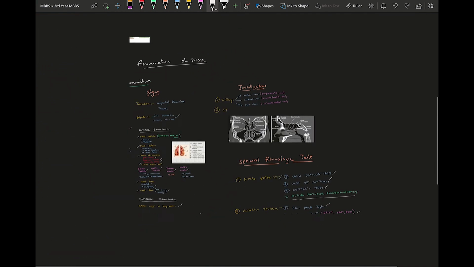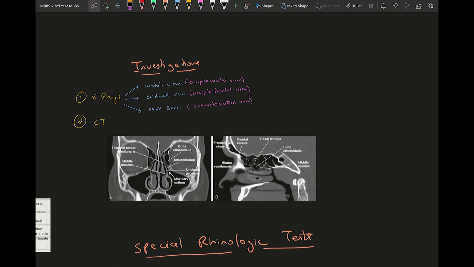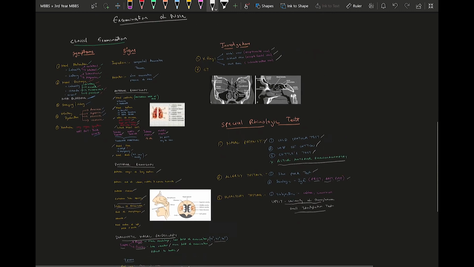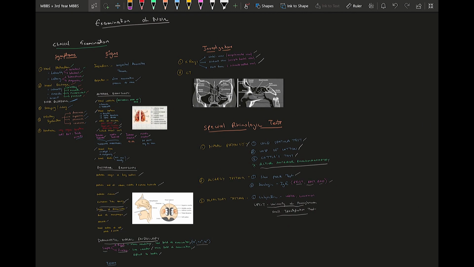Other than that, for any case of the nose, you can have X-rays, which are three views: Waters view, Caldwell view, and skull base, and CT of the face and paranasal sinuses is crucial before any face surgery. So that will be all for this video. This video will be very, very useful for you to attempt any question. So please do watch it or rewatch it and go through all the important points over again.